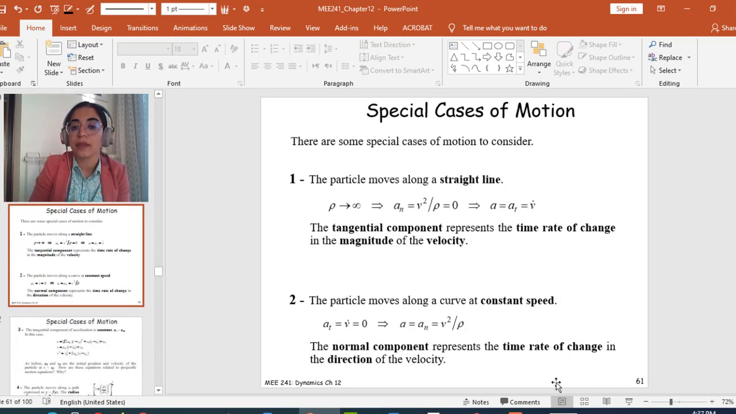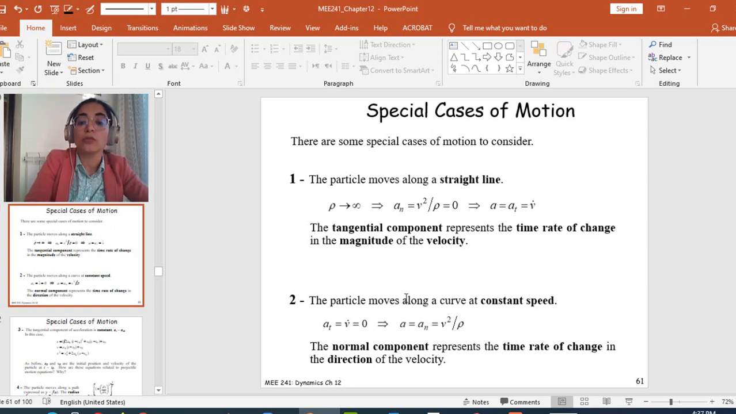And guys, if I take some special cases, what if rho goes to infinity? If rho goes to infinity means this is a straight line. There is no curve. Rho goes to infinity, then this is a straight line. I cannot make this straight line a curve, all right? So a straight line means rho goes to infinity, means an is equal to 0, means I only have the tangential direction, and this is what I did in the rectilinear motion in the first part of this chapter.